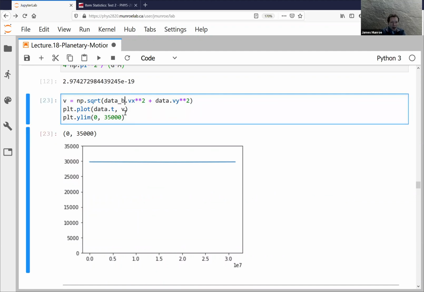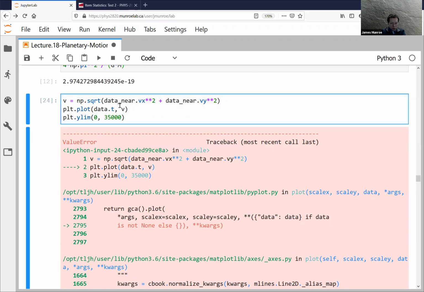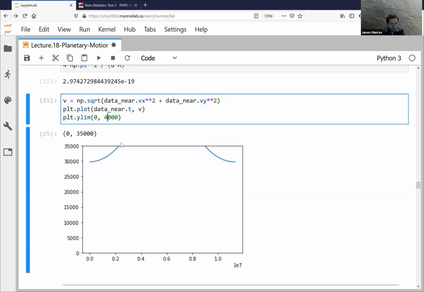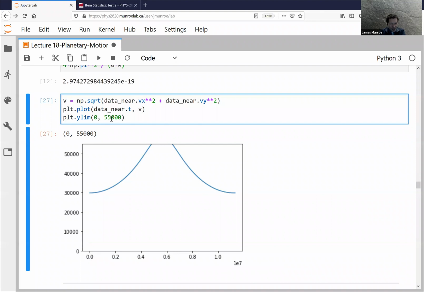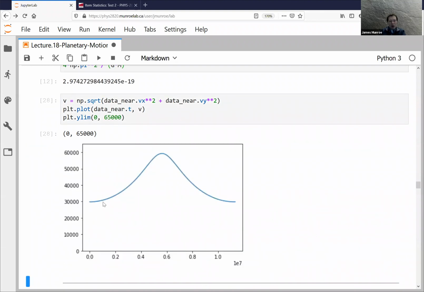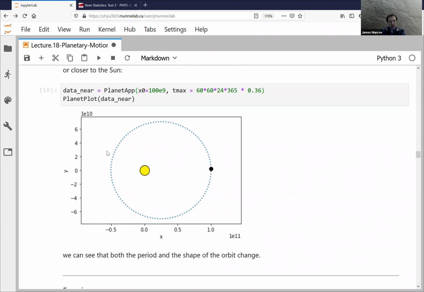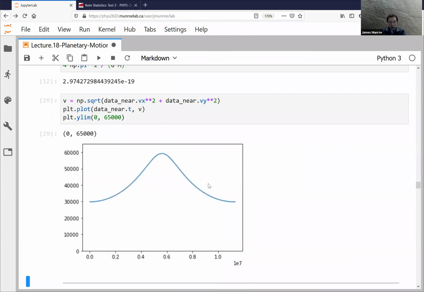Alternatively, if I look at the one that starts off near, whoa, can you see how that particular one, I've got to change my scale. There we go. So now, rather than varying by just a few meters per second, it varies by almost a factor of 2. So as this thing moves around the sun, its speed is no longer constant by any means. It's slow here and really speeds up to twice its speed and then slows down again and speeds up again. The speed is no longer a constant all the way through.